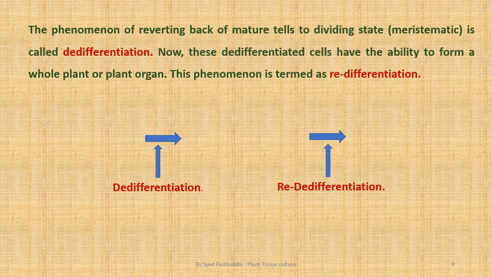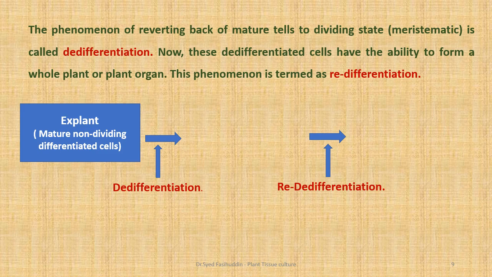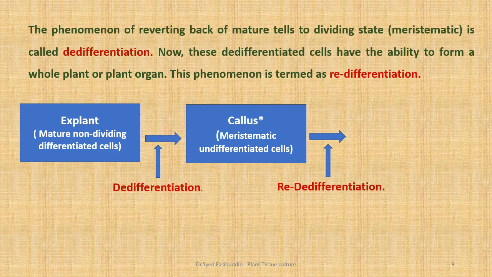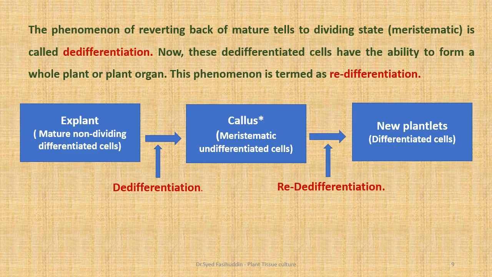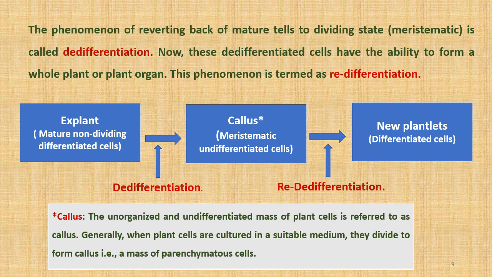This is the flowchart indicating dedifferentiation and redifferentiation. Explant with mature non-dividing differentiated cells. Callus with meristematic undifferentiated cells. And obtaining new plantlets with differentiated cells. Here, what do you mean by a callus? The unorganized, undifferentiated mass of plant cells is referred to as callus. Generally, when plant cells are cultured in a suitable medium, they divide to form a callus, that is, a mass of parenchymatous cells.